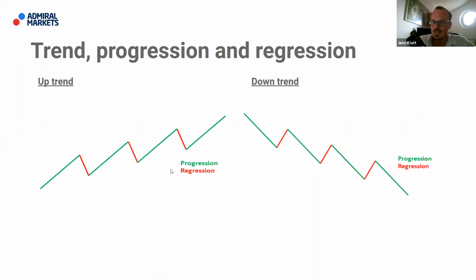So big surprise, an uptrend is defined by a sequence of higher highs and higher lows. And that's probably not such a big surprise. Even here with a downtrend, the same, only on the other side, it's a sequence of falling highs and falling lows. But what's more interesting is here the progression and the regression. So what we consider to be a regression, a progression.